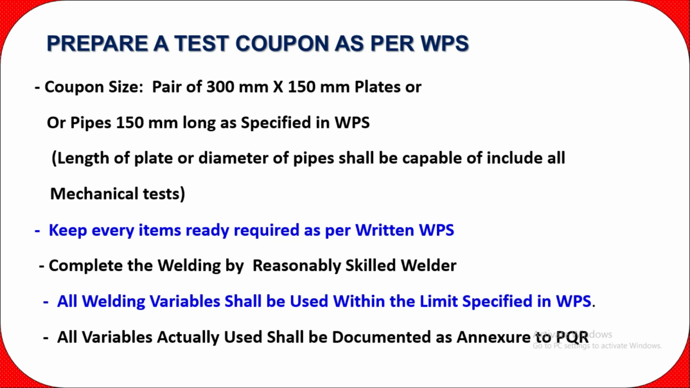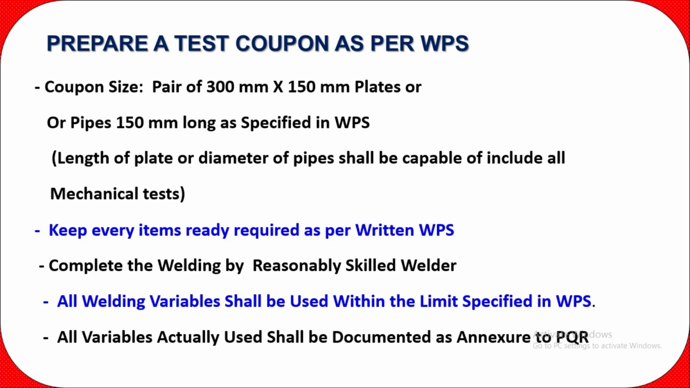All welding variables shall be used within the limit specified in the WPS. What is the limit? If the WPS mentions the base metal range as 18 mm to 36 mm, then the base metal thickness should be in this range only. It should not be beyond that range.